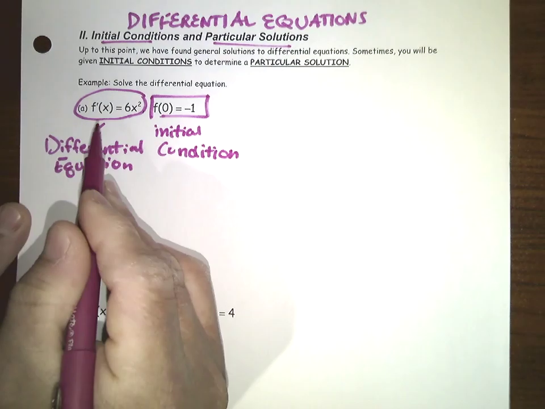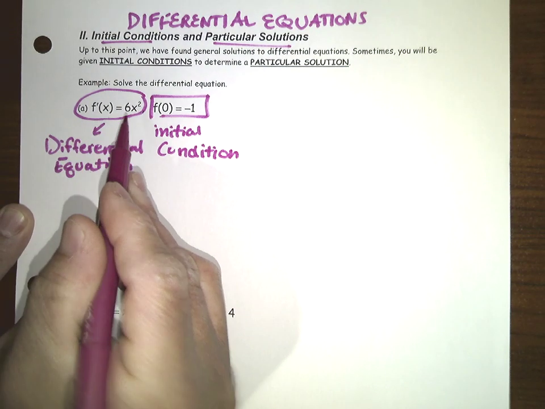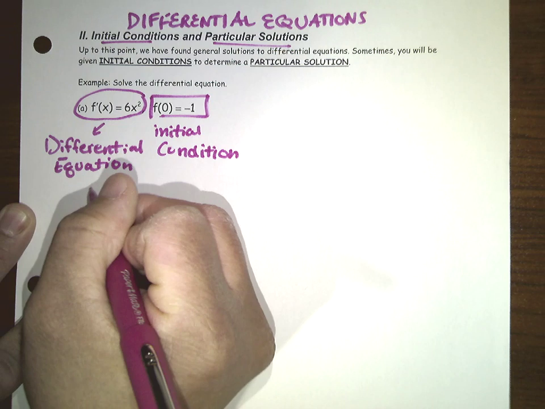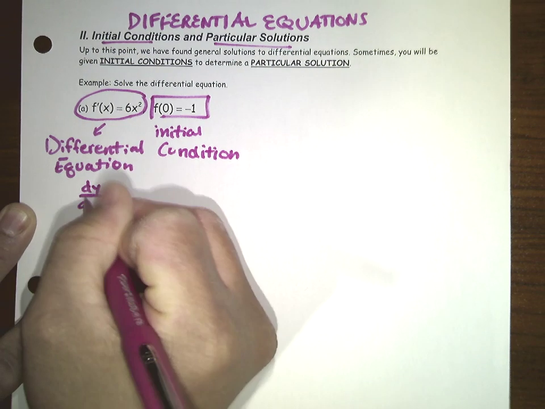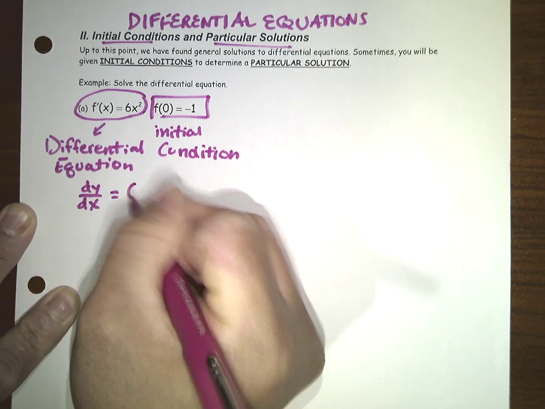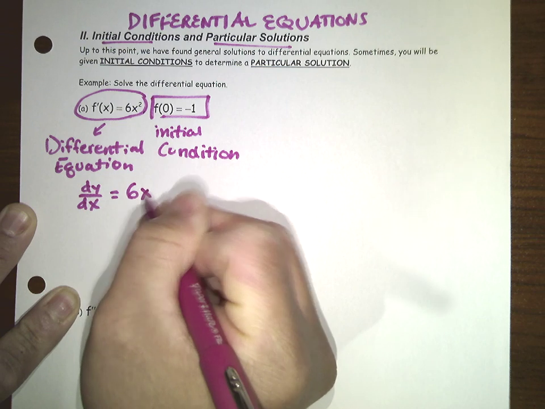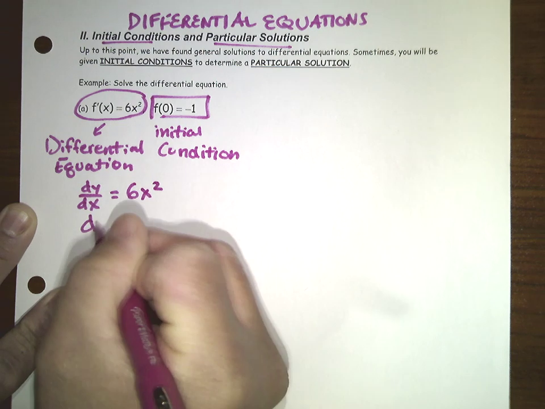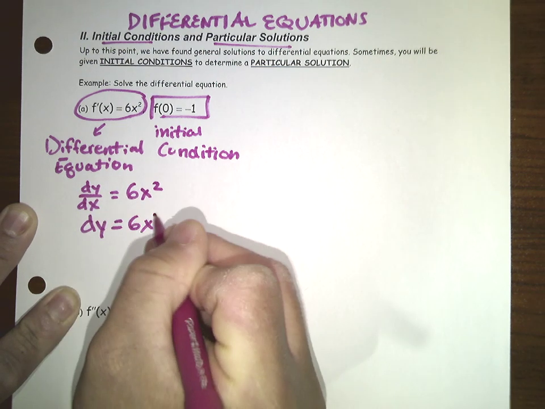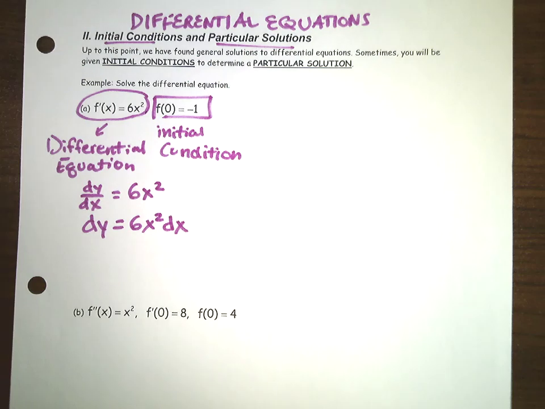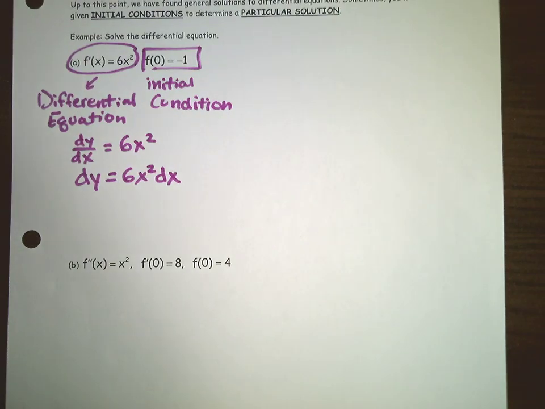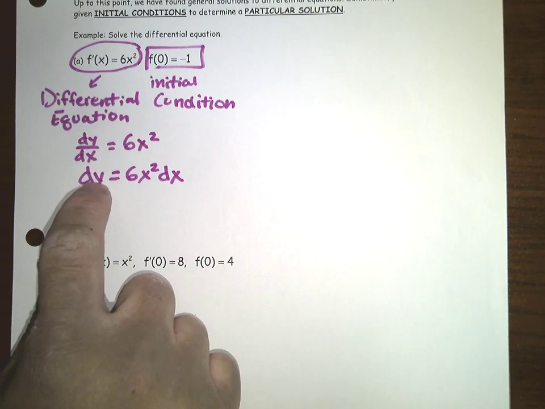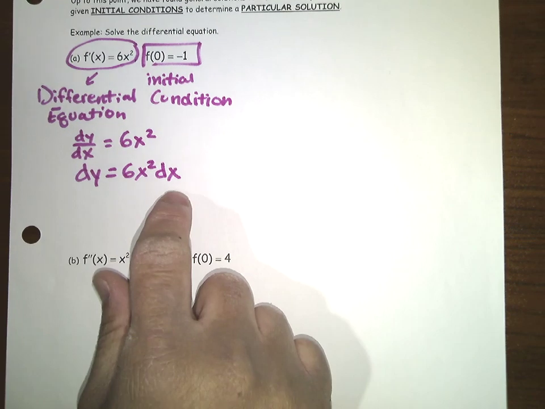Instead of having f prime of x equals 6x squared, I'm going to write it in dy dx form. So that's dy dx is 6x squared, and then dy would be 6x squared dx. And then I can see that this is a separable differential equation because all of the y's are on one side and all of the x's on the other side.